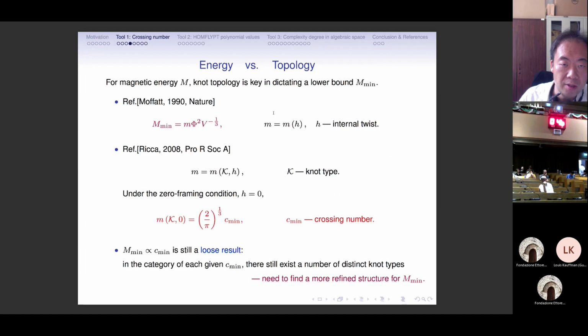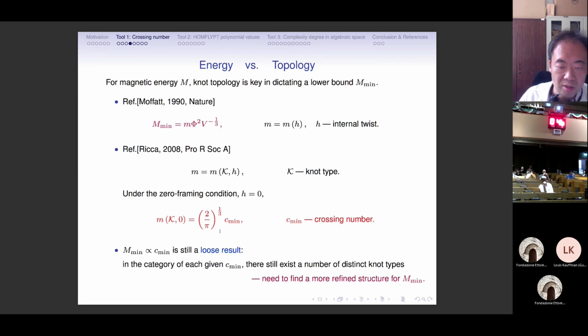So the progress in this area is the following. In 1990, Keith Moffatt gave a bound for m min, where this small m is a function of the internal twist. Then in 2008, Renzo Ricca gave a further explanation for m. It is a function of not only h, but also k. K is a knot type. He focused on the zero framing case, h equal to 0.